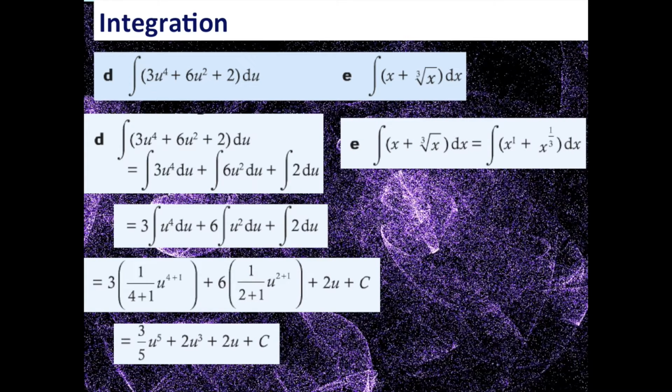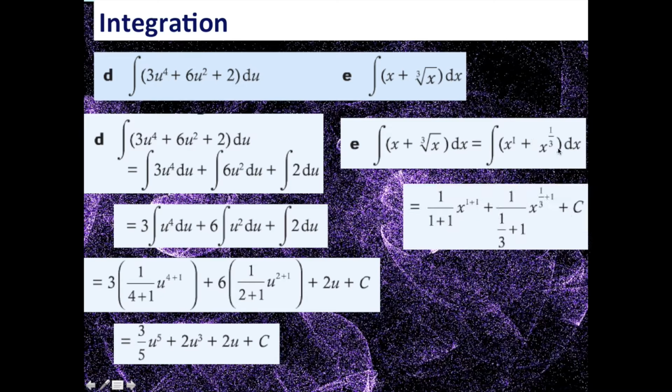For E, again, this is going to be looking at the addition rule. So I can just first of all recognize that the cube root of x is the same as x to the power a third, and then I can integrate each of these separately, add them together, and I end up with a half x squared plus 3/4 x to the power 4/3 plus c.